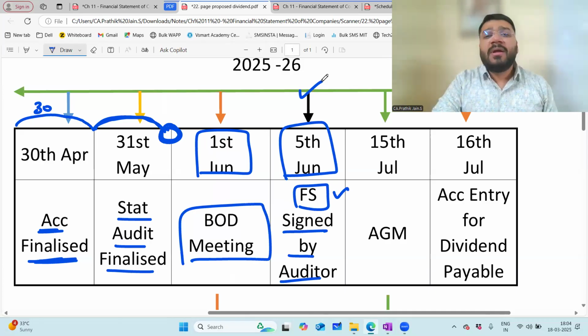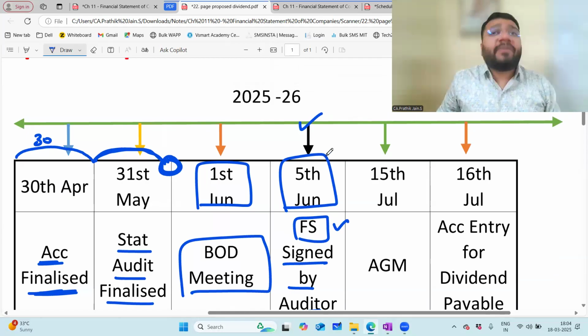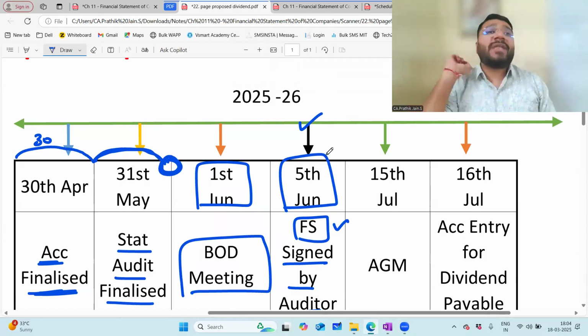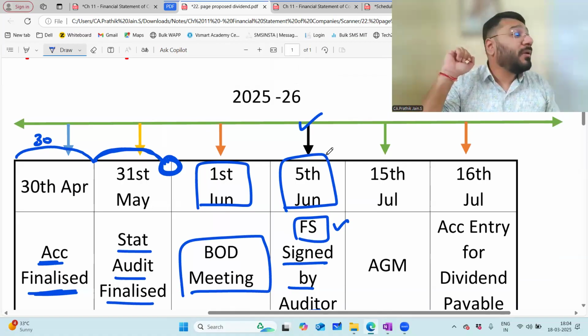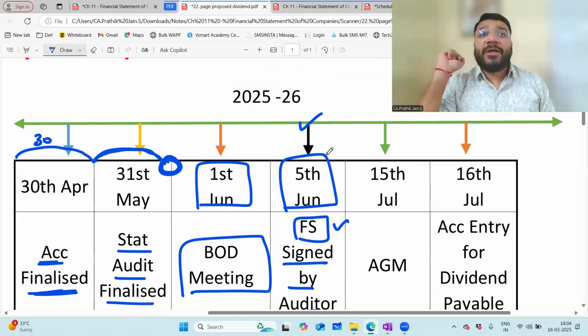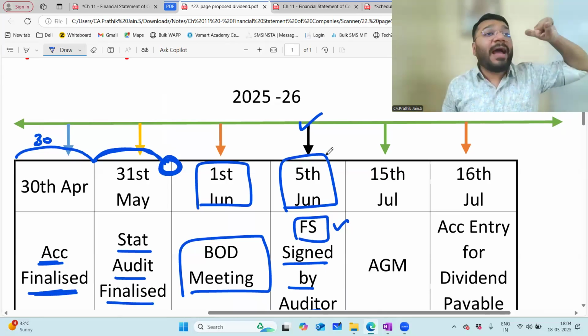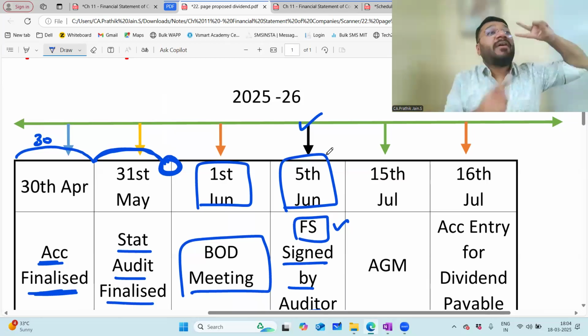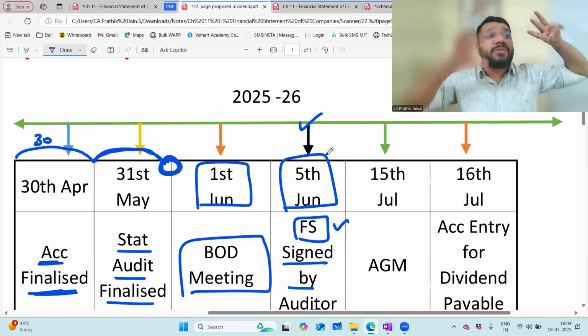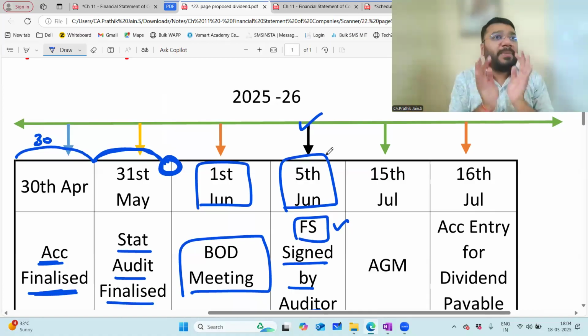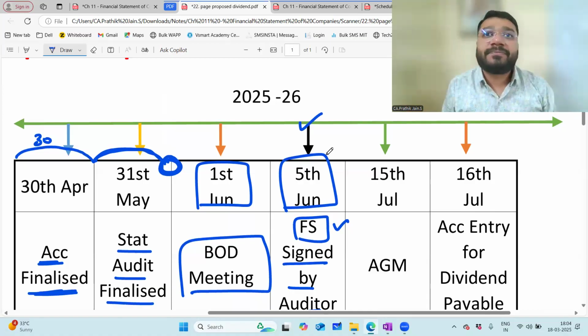Sir, okay. Now what happens? After 5th of June, this signed financial statement, we hand over the copy to the company. Now, what the company does is it prepares a document called the annual report. What are the contents of the annual report? In that you have the board of directors report. In that you have the financial statement. In that you have the audit report, notes to accounts, cash flow statement. It's a complete document. I'll be discussing this at the end of this chapter.